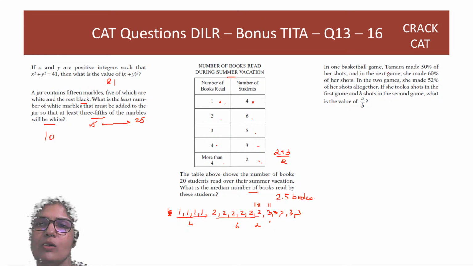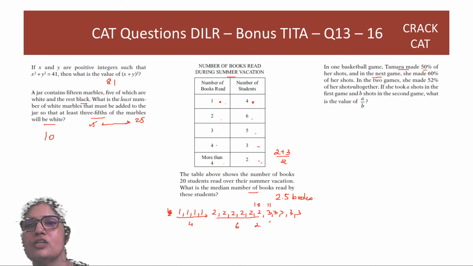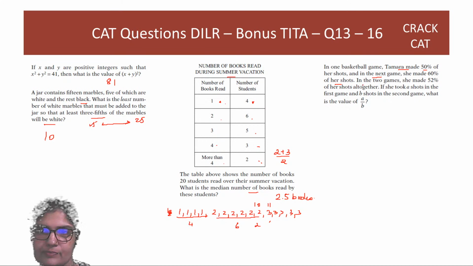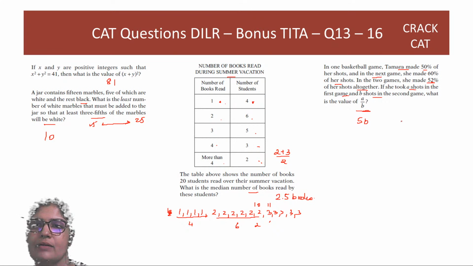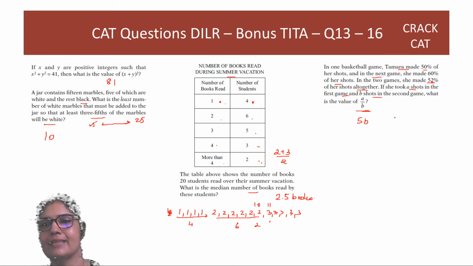In one basketball game, Tamara made 50% of her shots, and in the next game, she made 60% of her shots. In the 2 games, she made 52% of her shots altogether. If she took A shots in the first game and B shots in the second game, what is the value of A by B? So she is making 50% in the first, right? And in the second, she is making 60%. And when they are mixing, she is getting 52.